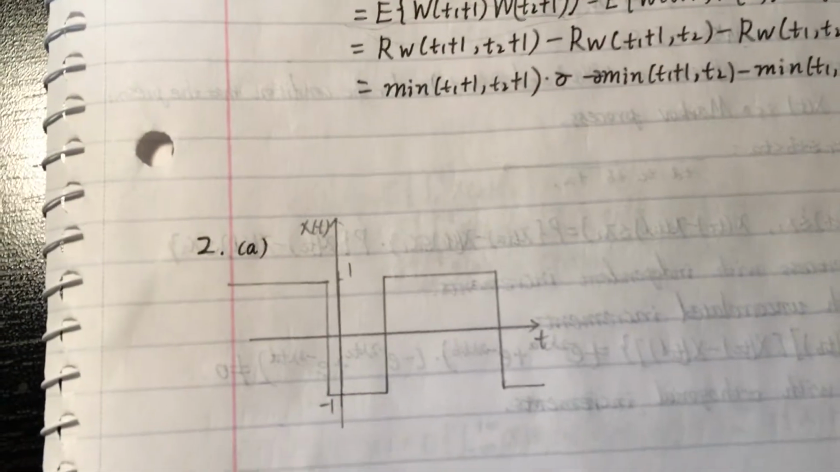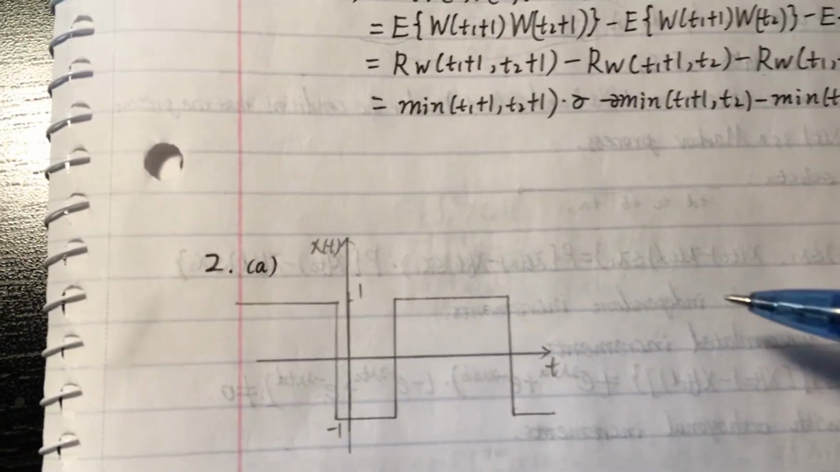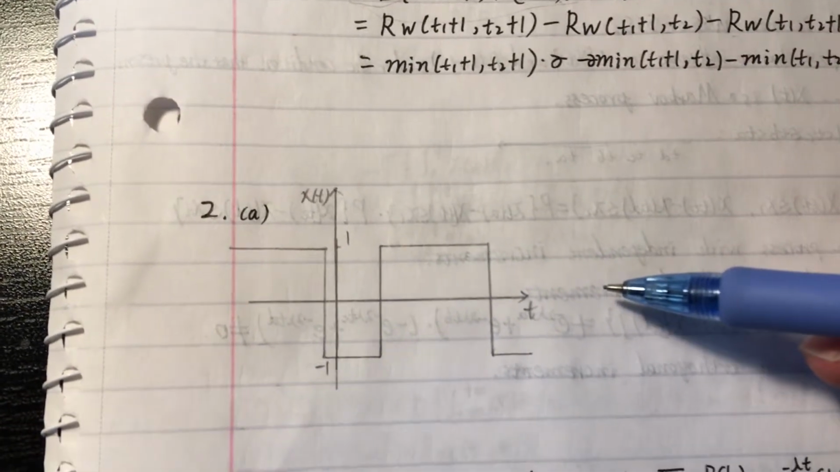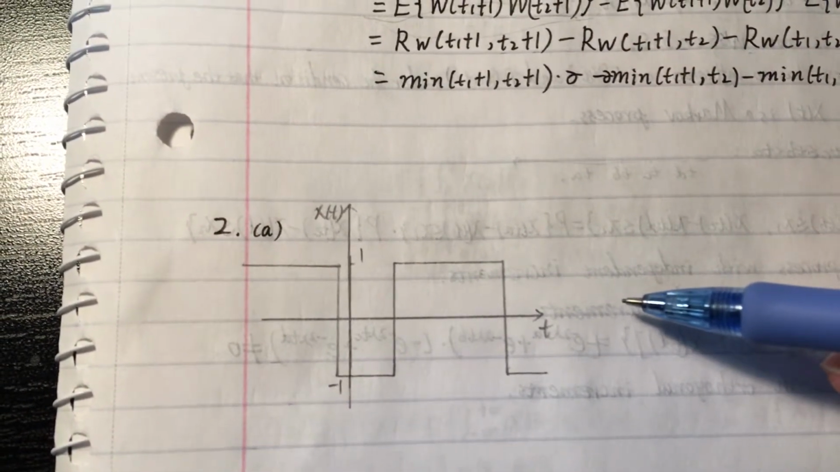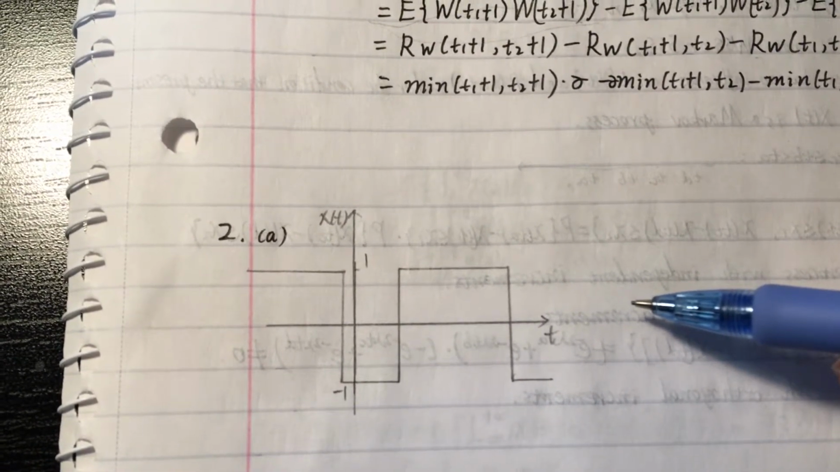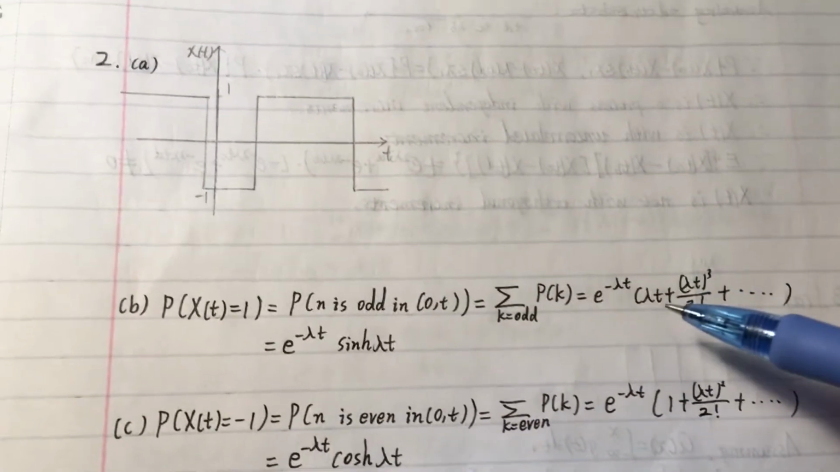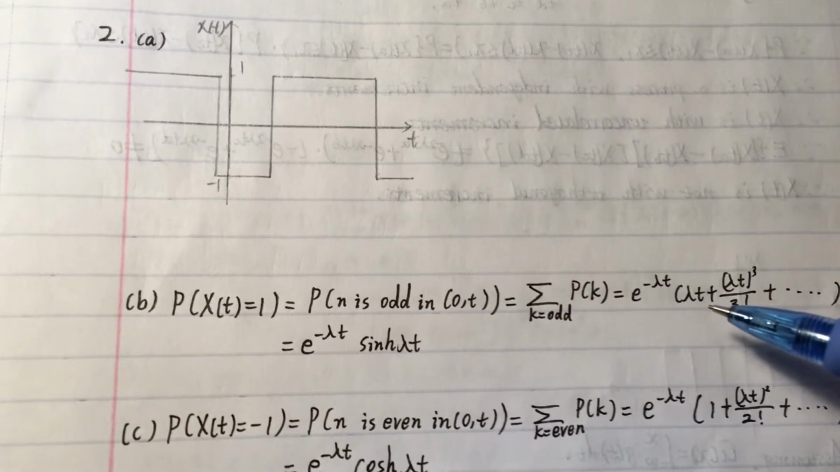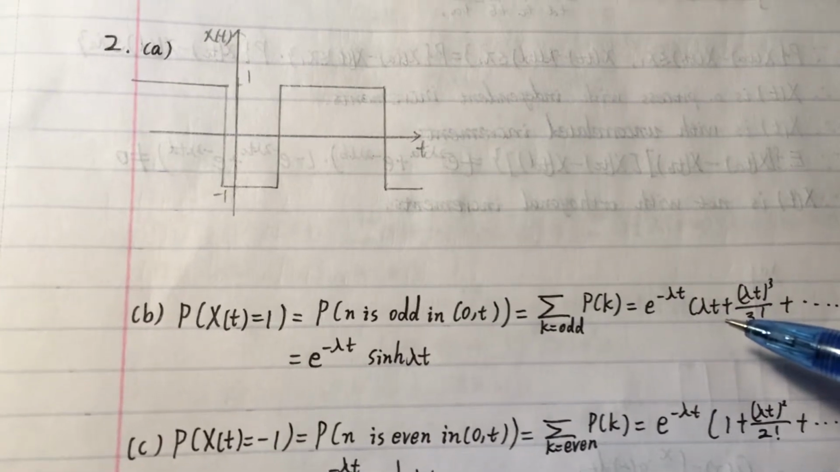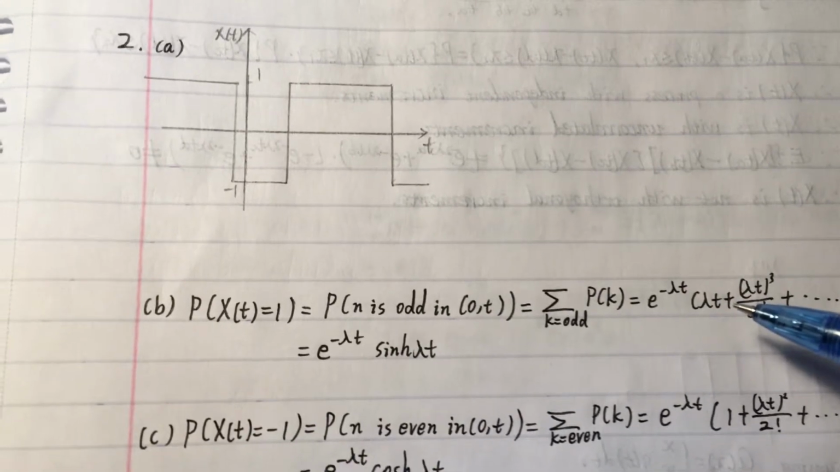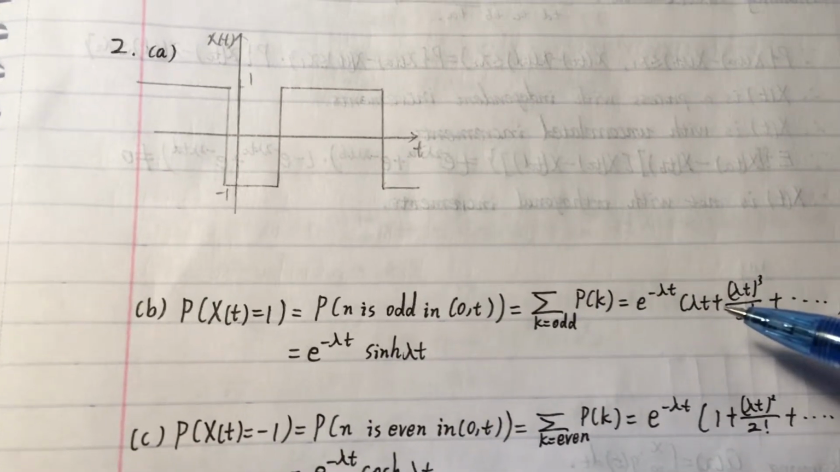Look at this one. This is the sample of xt. And then let's begin. The second question is finding the probability of xt equals 1. From the title we know that if n is odd in 0 to t, xt equals 1, and if n is even, xt equals minus 1.